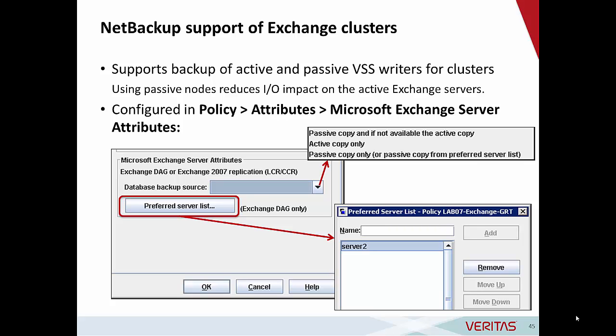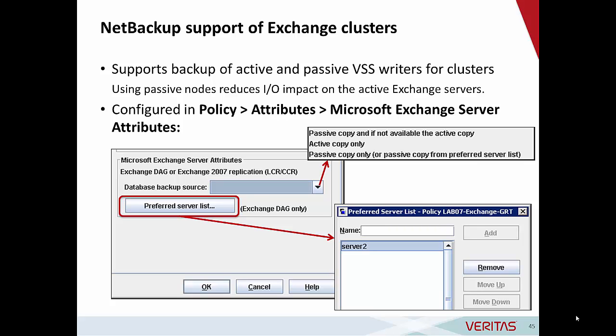So the biggest differences here are in the Backup Selections tab. As we've discussed previously, we would specify the DAG object if we were backing up a DAG, and we would specify the virtual name of the group in the Clients tab. And in the first tab of the policy, the Attributes tab, you'll notice there are some Microsoft Exchange Server attributes here. And here's where we can decide, do we want to back up the active copy or do we want to back up the passive copy?